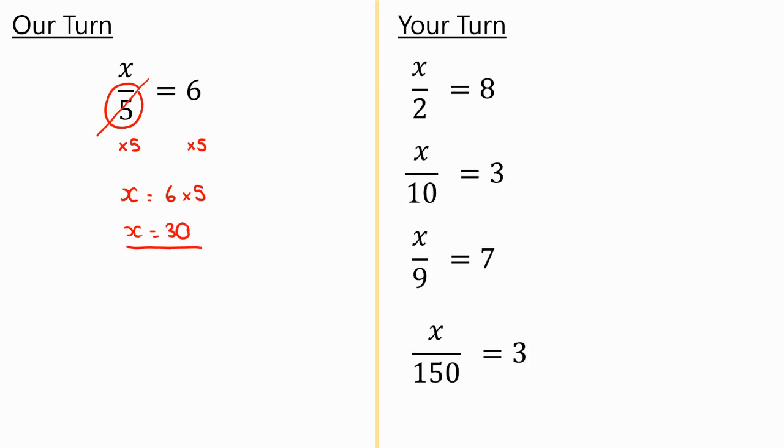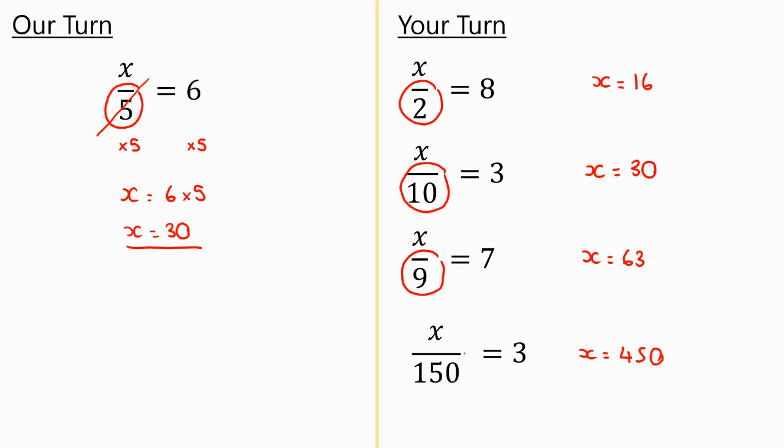And just to finish off, 4 questions for you to have a go at on your own. Pause the video and then rejoin when you're ready for the answers. Our first one, x is 16. We have to times both sides by 2. Question 2. x is 30. We have to times both sides by 10. Question 3. x equals 63. We have to times both sides by 9. And lastly, x is equal to 450. We have to times both sides by 150.